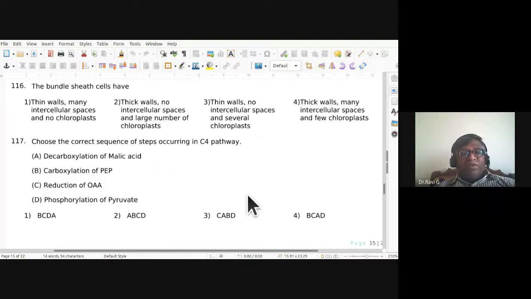Choose the correct sequence of steps occurring in C4 pathway. So what is the correct sequence of steps occurring in C4 pathway?